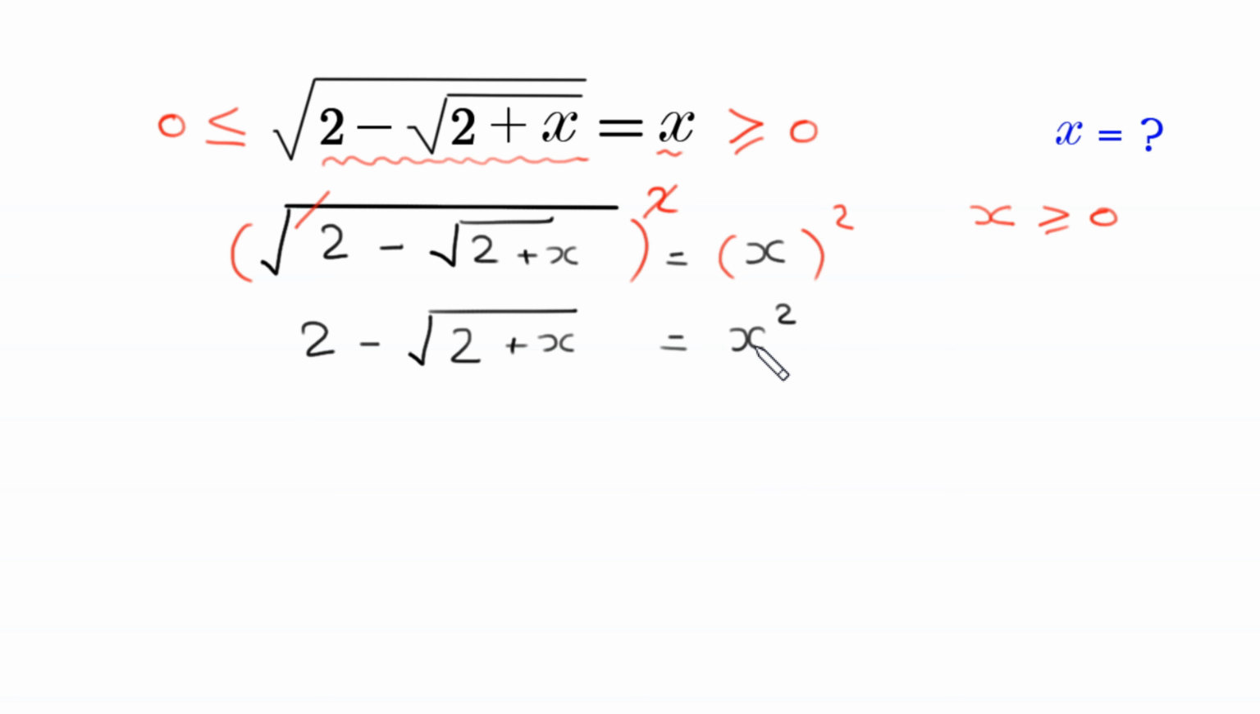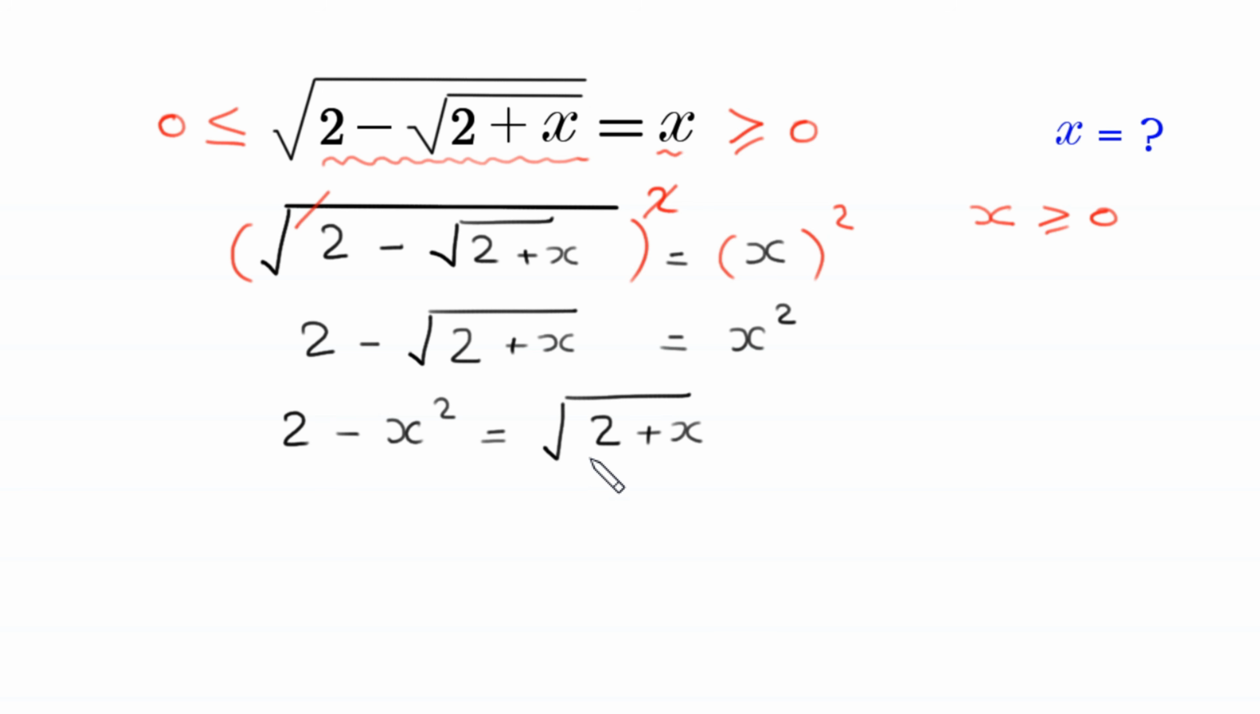Now we move this x squared to the left side and this negative square root of 2 plus x to the right side. Then this equation will become 2 minus x squared is equal to this negative square root of 2 plus x, which will become positive square root of 2 plus x.